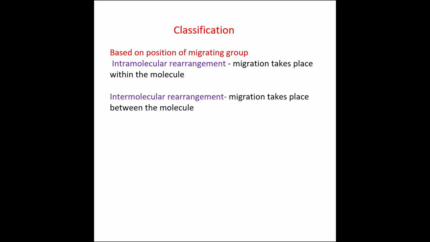In this rearrangement, first the migrating group is detached, but not completely detached from the compound, then moves from one atom to another. Coming to intermolecular rearrangement, migration takes place between the molecules. Here the migrating group is first detached from the compound, then in the next step it is reattached to another molecule. So migration takes place between the molecules, so it is called intermolecular rearrangement.